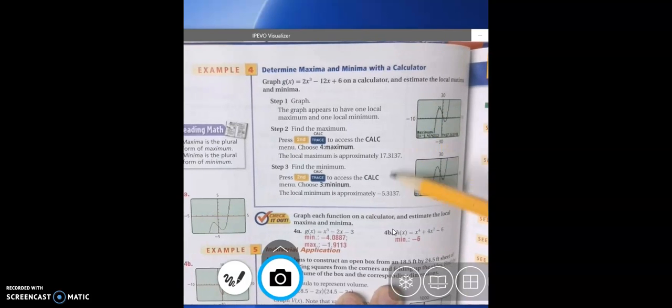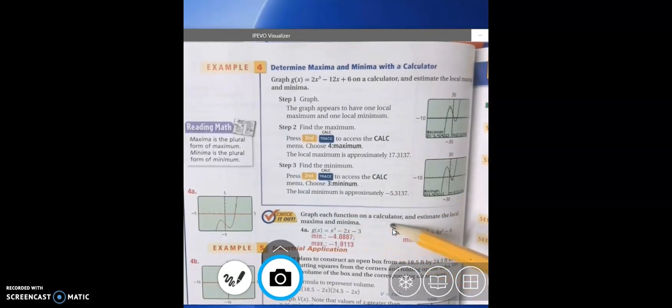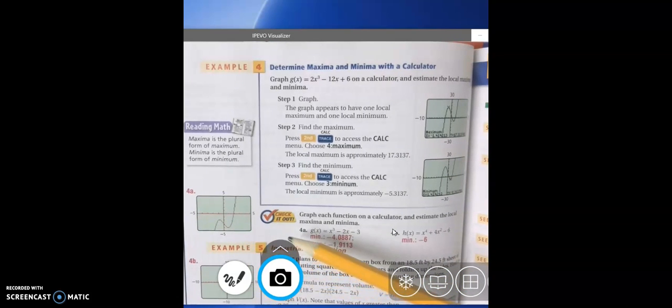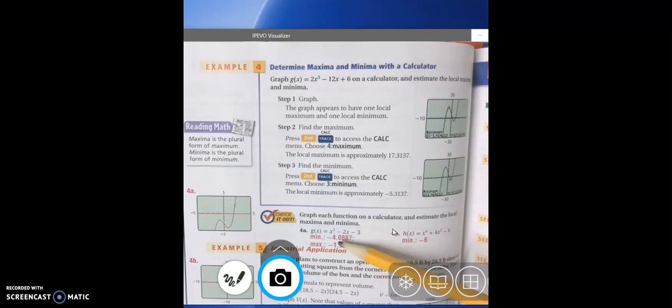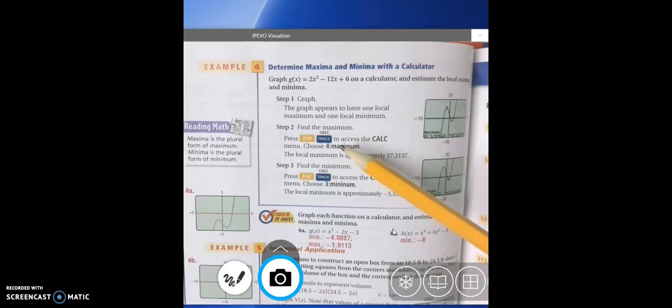So again, I suggest you just play around with your calculators and try this out on your own. If you try 4a and 4b, this is what you should get on your calculator here and here. Using these steps 1, 2, and 3, the minimum is negative 4.0887, and the max is negative 1.9113. And then same here, 4b. 4b just has a minimum, apparently, of negative 6. That means if you hit maximum here, it would just be blank. There is no maximum, which means there's no max turning point for this graph.